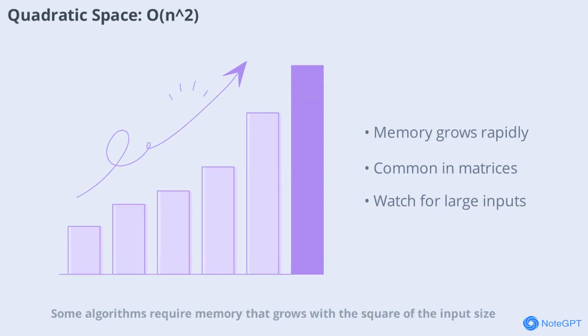Some algorithms require memory that grows with the square of the input size, known as O(n²) space complexity. This often happens when using two-dimensional arrays or matrices, such as in dynamic programming solutions for certain problems. Quadratic space can quickly become impractical for large inputs, so it's important to be aware of when this occurs.